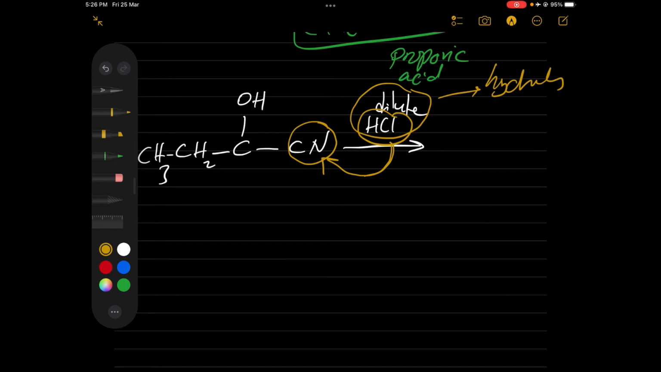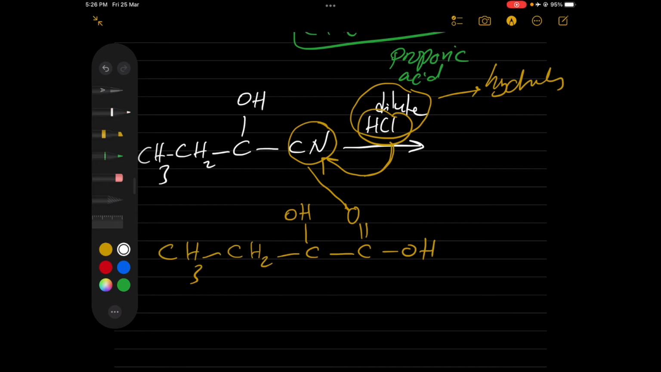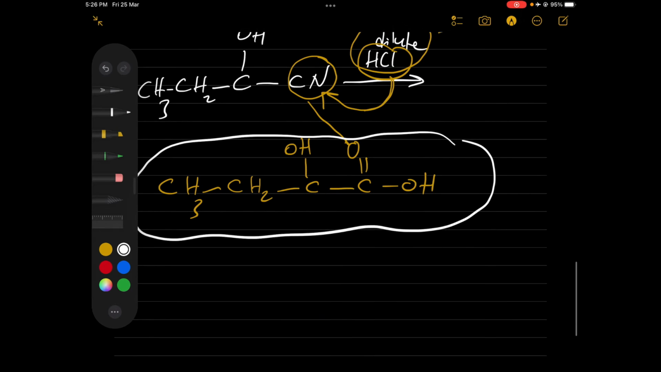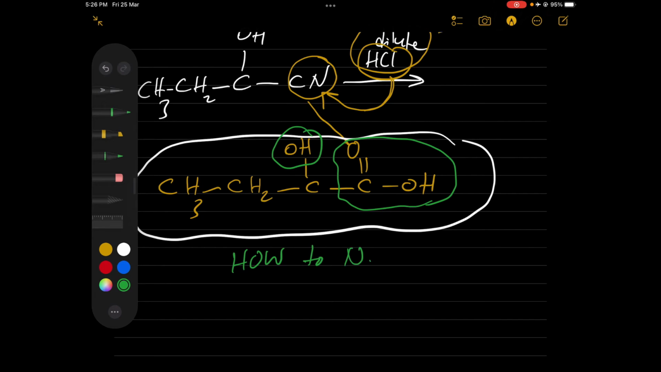So you will change the CN to C double bond O, OH, and then you will keep all of these components as they are: OH, CH2, and CH3. Now you notice that this is a compound that contains two functional groups. You have a functional group of carboxylic acid and a functional group of alcohol. So how do we name such a compound?